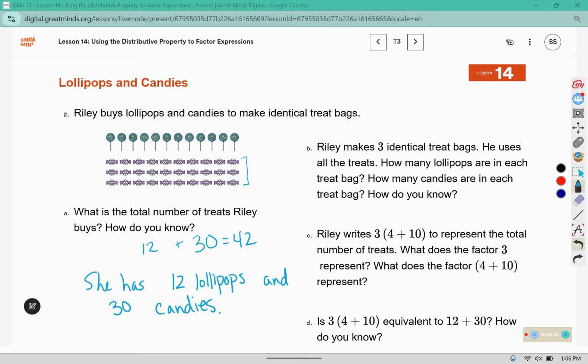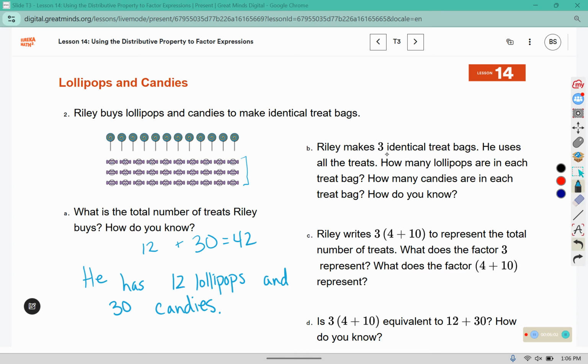B. Riley makes 3 identical treat bags. He uses all the treats. How many lollipops are in each treat bag? How many candies are in each treat bag? And how do you know?